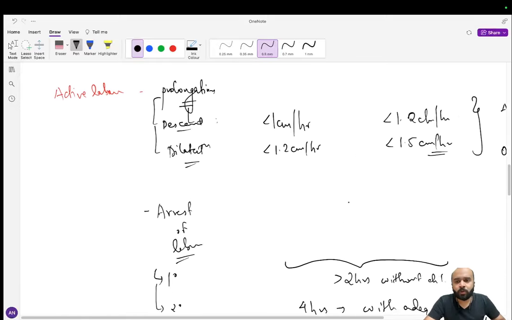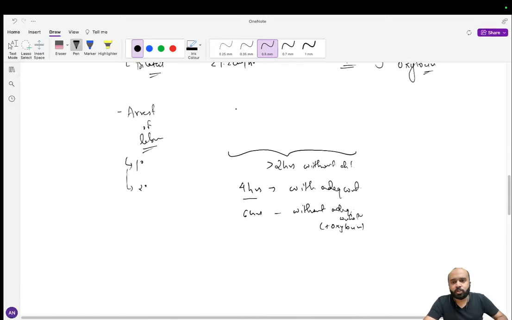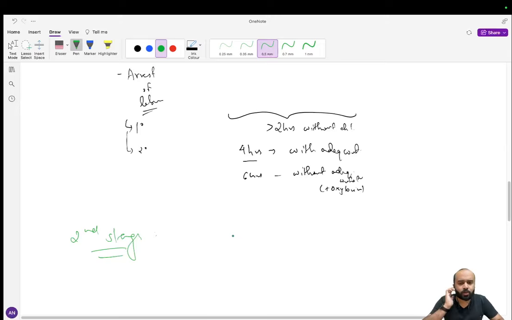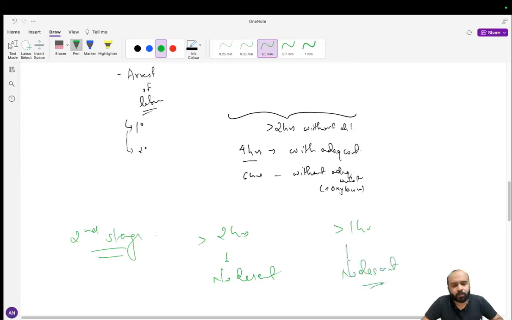Now, this was about first stage of labor. For second stage of labor, it is much easier. In second stage, for primary gravida, you have to wait for 2 hours. So if for 2 hours there is no descent in a primary gravida, or more than 1 hour without descent in a multigravida, because the dilatation is already done, so there cannot be any further dilatation.